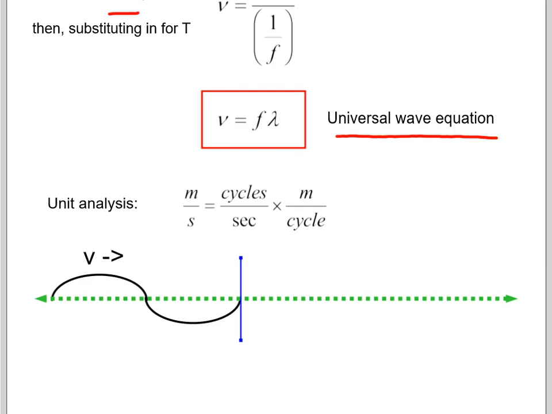Let's just extend this down. If you look at this from a unit perspective, velocity is measured in meters per second, frequency is cycles per second, and lambda, or wavelength, is meters per cycle. We've already talked a lot about canceling units, so if you set this up and you notice cycle and cycle cancel, what are you left with? You're left with meters per second. So this checks out from a unit analysis.